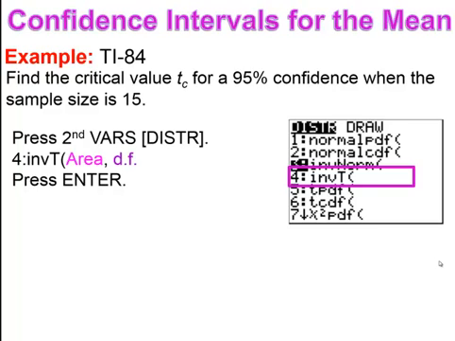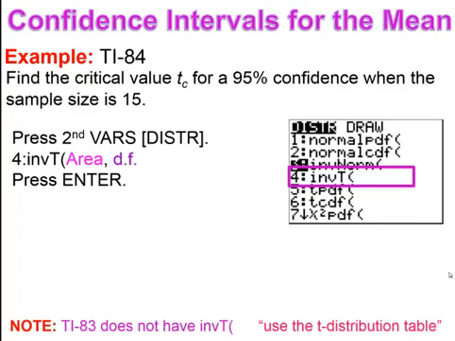But if you're using the calculator to find the critical value t sub c, with the same example, a 95% confidence level with a sample size of 15, you press the second VARS button for distribution, and you choose the number 4 option. Now, in the TI-83 calculators, that option does not exist. Therefore, if you have an older calculator, you will need to use the t-distribution table to find your critical value.